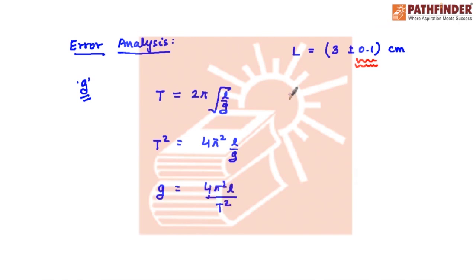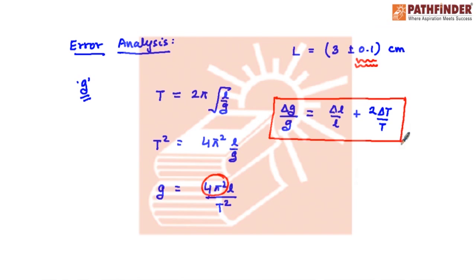If I write the error in the measurement of acceleration due to gravity, then delta g by g is equal to... Now this entire factor is constant, so it will not contribute any error. 4 is a number, pi squared is a constant. These parameters contribute to the error: delta L upon L plus twice delta T upon T. It does not matter whether the quantity we are measuring is in the numerator or denominator, or has a positive or negative power. The errors are always added in this way. If the percentage is asked, then we multiply this by 100.